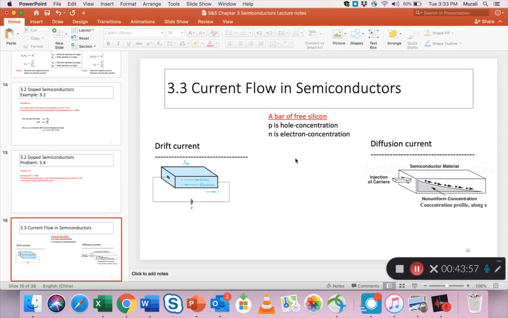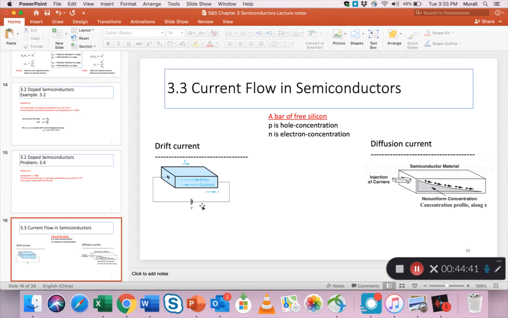So obviously now we are talking about doped material. So we have a bar of silicon and the P is the hole concentration and N is the electron concentration, okay. Given this, you can have two types of currents, a drift current and a diffusion current through the silicon material, through the bar of silicon. Now if this is just doped one type, only P or only N, it's easy, but sometimes you can have both and then it becomes a little complex. But in any case, you'll have both drift current and diffusion current, and it's important to understand the difference.